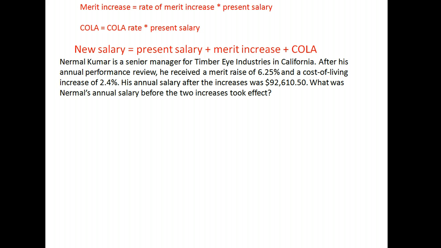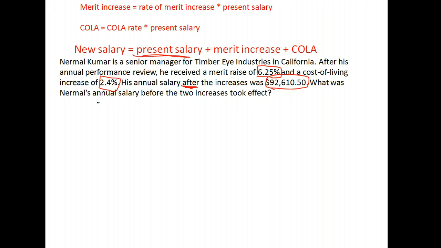So here's Nirmal Kumar. He's a senior manager, and after his annual performance review, he received a 6.2% merit increase and a cost of living increase of 2.4%. His annual salary after the increases was $92,610.50. What was his salary before? So again, we're going backwards. Instead of having the present salary, we have the new salary. So let's take a look.